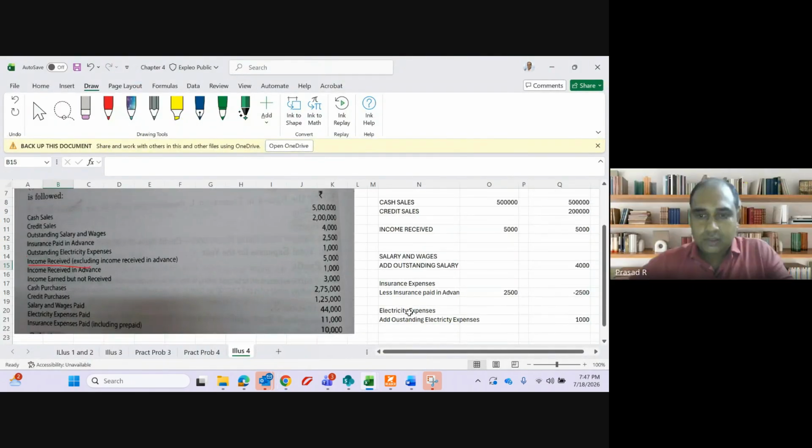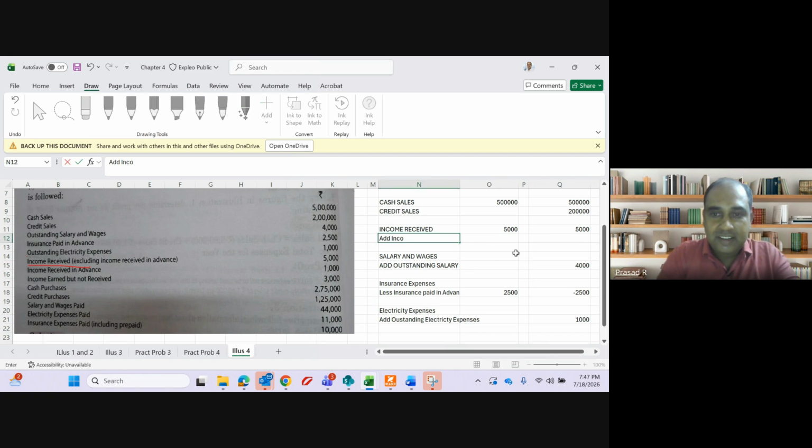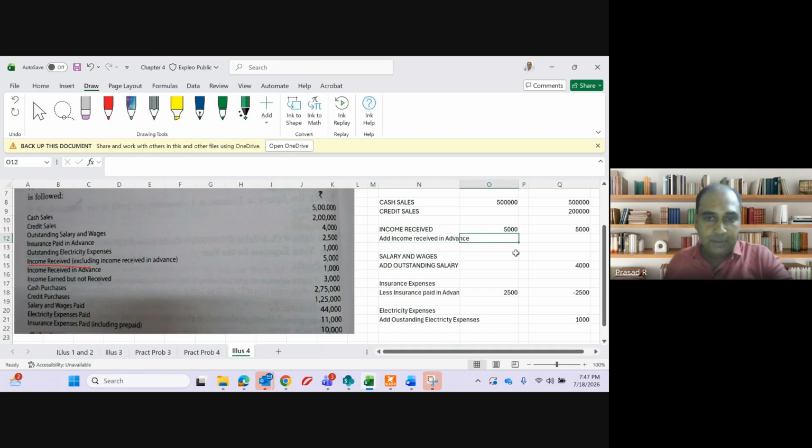So income received, excluding income received in advance. We were discussing income received, 5,000. There is one more item, called add income received in advance. Where will we add income received in advance? We will add it under cash basis. Okay.